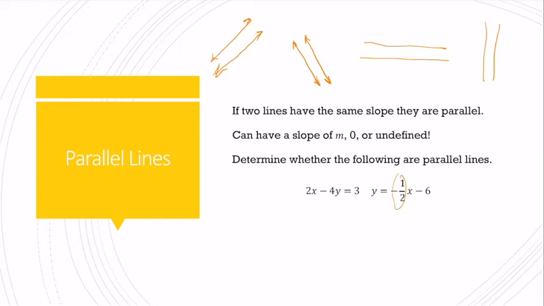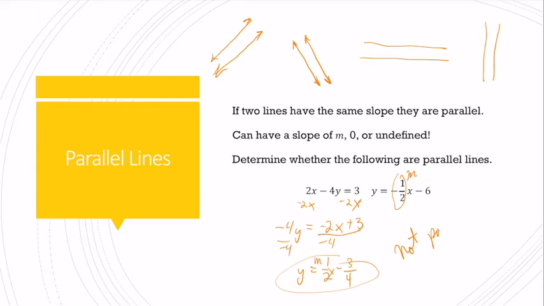So here I have negative 1/2, that's our slope. But this equation on the left is in standard form. So in order to figure out its slope, the best thing for me to do would be to solve for y. So I'm going to subtract 2x from both sides. That gives me negative 4y equals negative 2x plus 3. I divide both sides by negative 4. I get y equals 1/2 x minus 3/4. So these two lines are not parallel because one has a slope of positive 1/2 and the other one has a slope of negative 1/2. So these are not parallel.